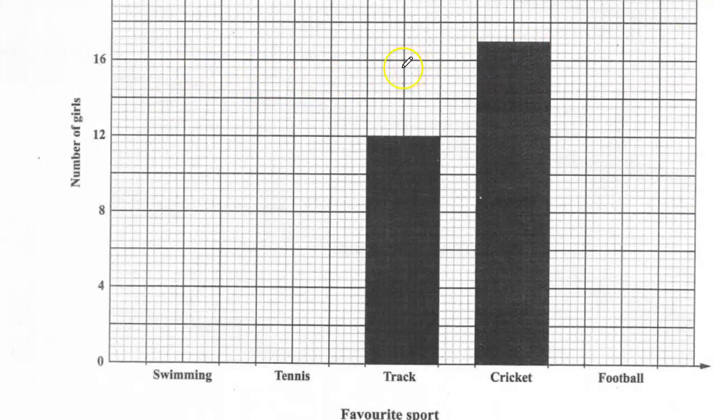Well, not 16. Let's see how the scale is counting. Each line increases in value by 2. So 2, 4, 6, 8, 10, 12, 14, 16. This would be 18, right? So halfway would be 17. So for track it's actually 12 girls, and for cricket it seems to be 17 girls. So 12 for track, 17 for cricket.